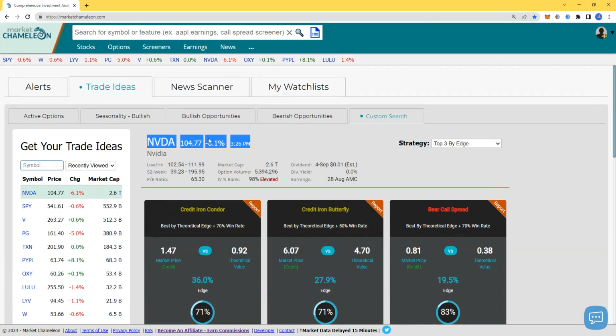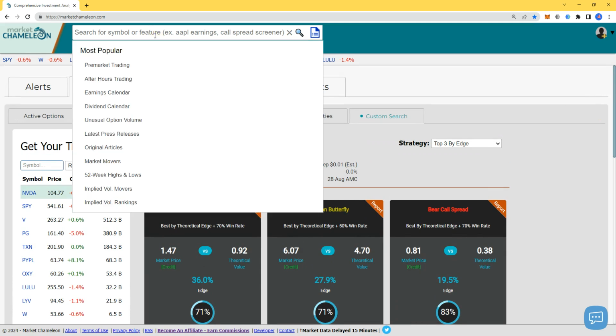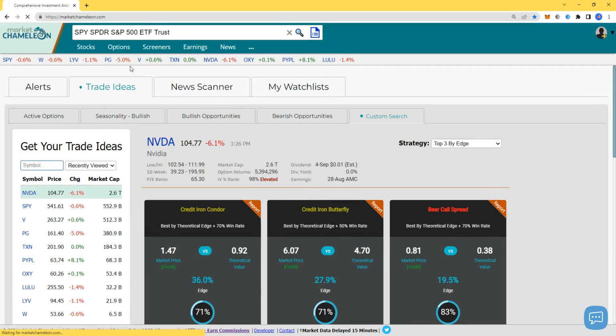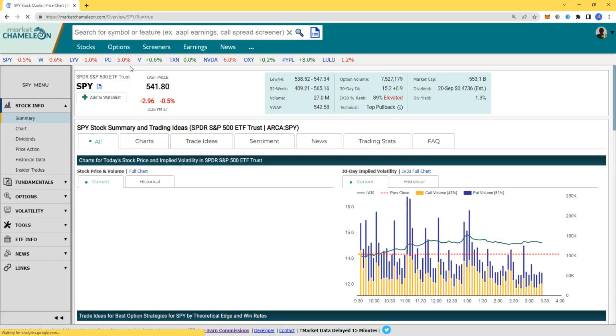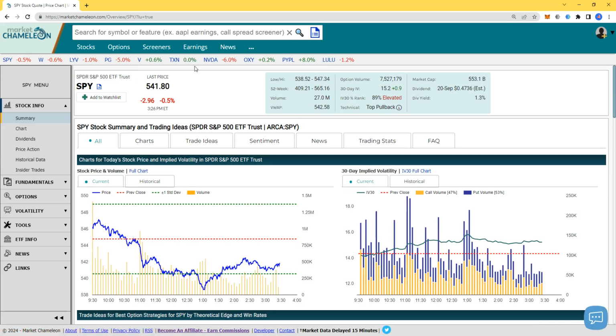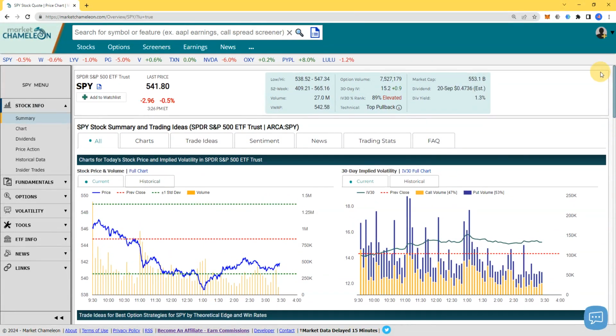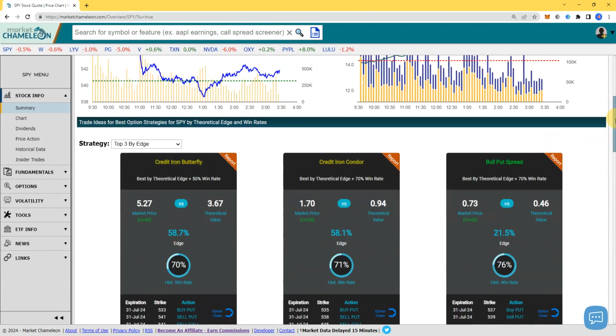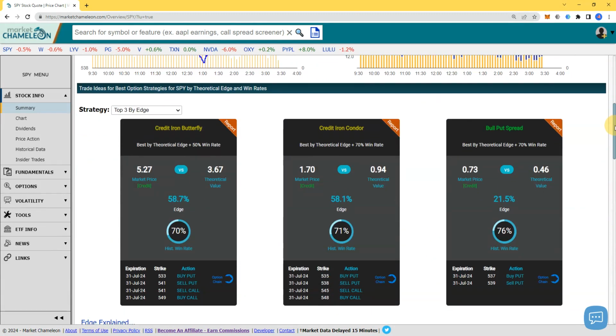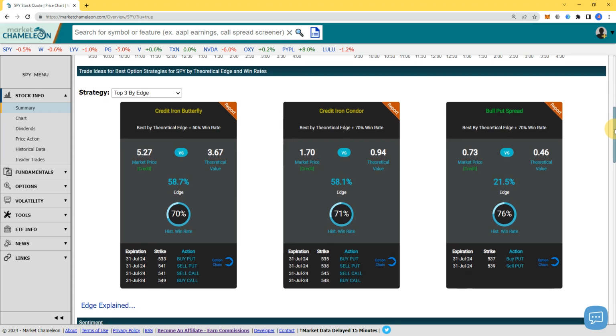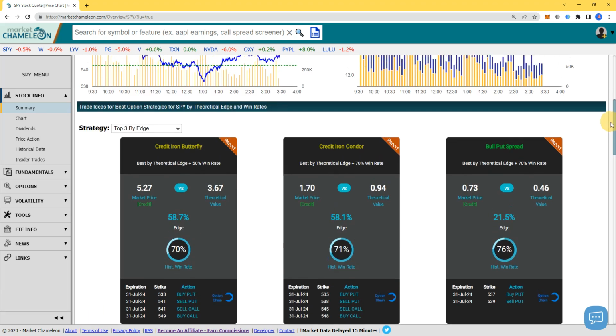I'm addicted to finding trade ideas, basically. Look at Nvidia, 105, down 6% today. Anyway, in the search bar, you're going to search SPY. We're going to find something a little more interesting that might help you if you are a zero DTE, zero day to expiration trader. There are also trade ideas in here, like credit butterfly and credit condor. Pretty interesting stuff. I might have to check this out.